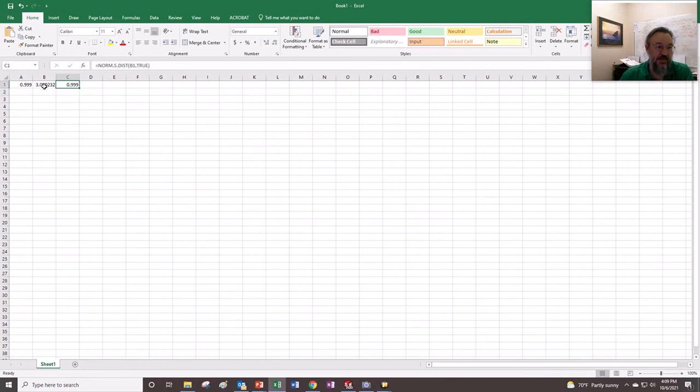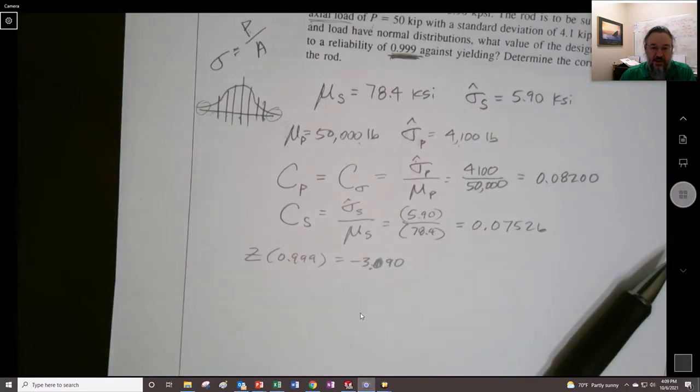So if you want to get the z, if you know the r, the reliability, you get this. If you want to get the reliability and you know the z, you go to this, right? So you can see the difference there. There's the INV and there's the DIST. So that'll be kind of useful to us.